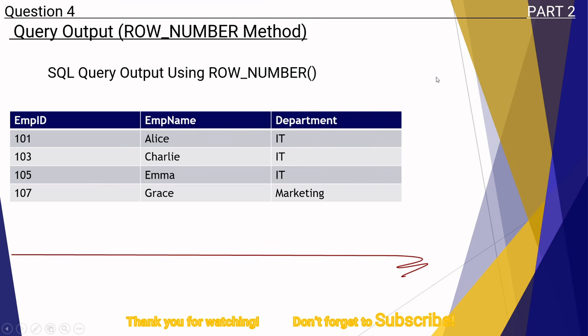As expected, the query with the row number produces the same result as the mod query: Alice, Charlie, Emma and Grace. Both methods give us alternative records starting from the first.